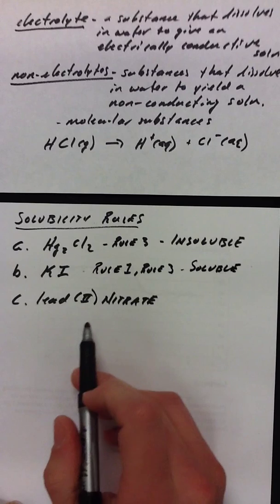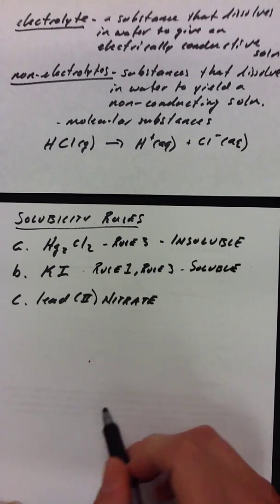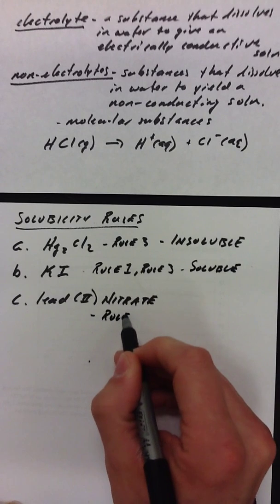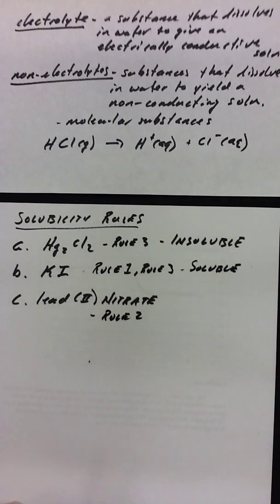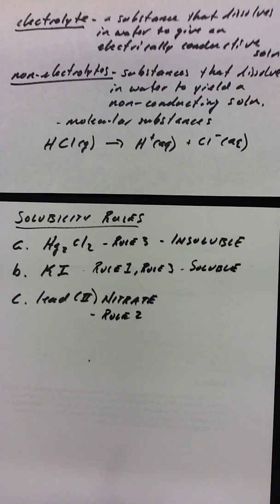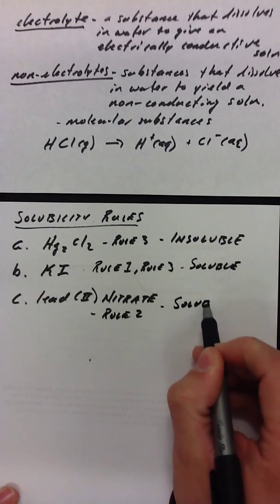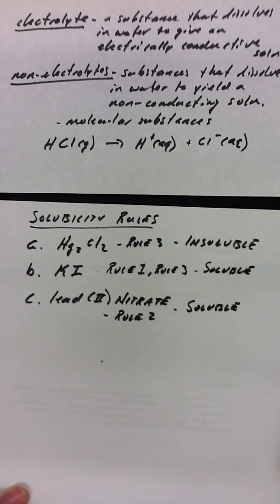In a similar fashion, we look at lead nitrate. Looking at our chart, we see Rule number 2 says that acetates and nitrates are soluble. Since there are no exceptions to this rule, lead nitrate therefore should also be soluble in water.